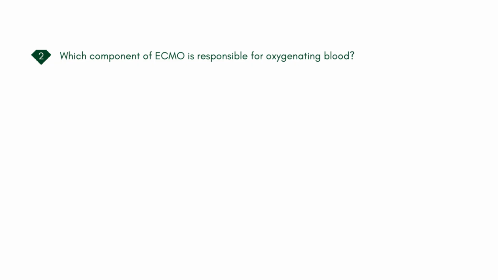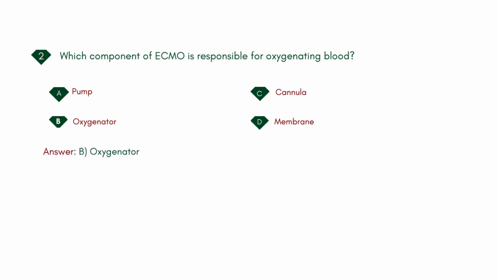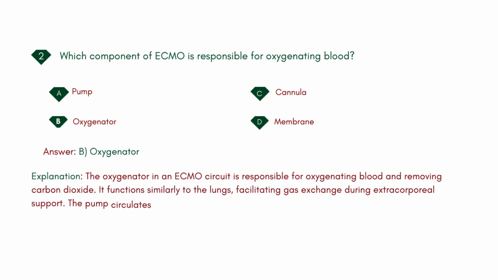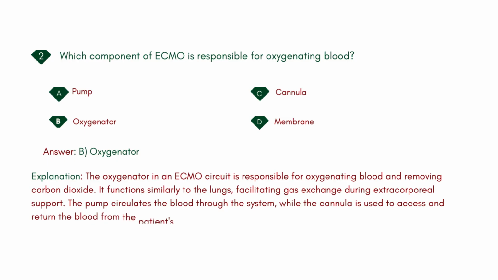Which component of ECMO is responsible for oxygenating blood? A. Pump. B. Oxygenator. C. Cannula. D. Membrane. Answer: B. Oxygenator. Explanation: The oxygenator in an ECMO circuit is responsible for oxygenating blood and removing carbon dioxide. It functions similarly to the lungs, facilitating gas exchange during extracorporeal support. The pump circulates the blood through the system, while the cannula is used to access and return the blood from the patient's body.